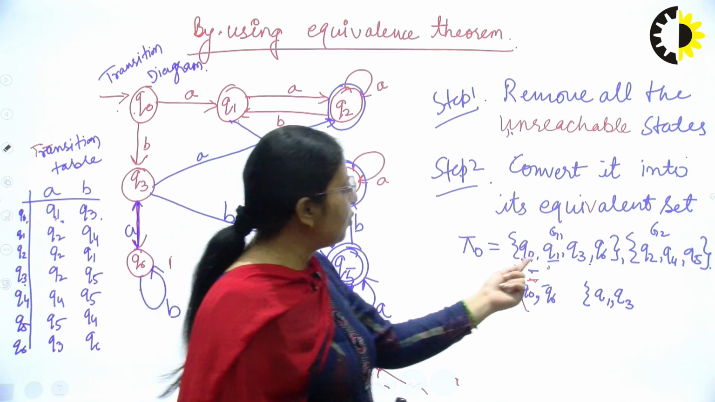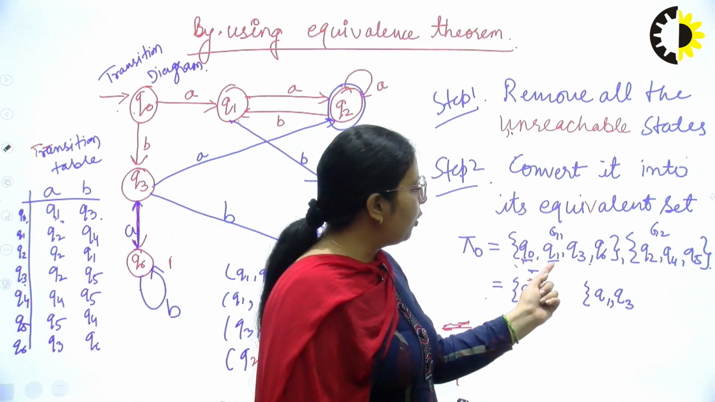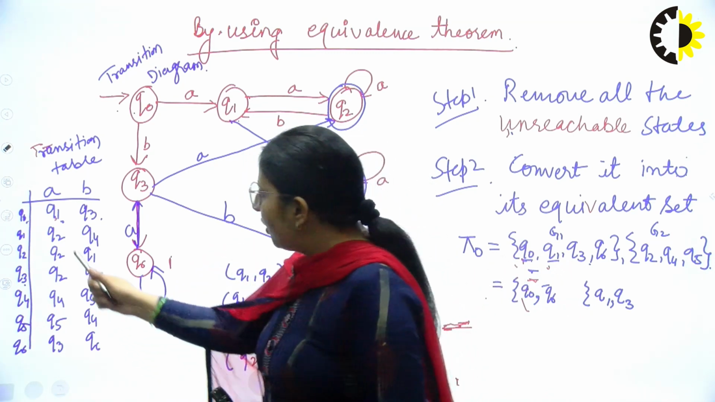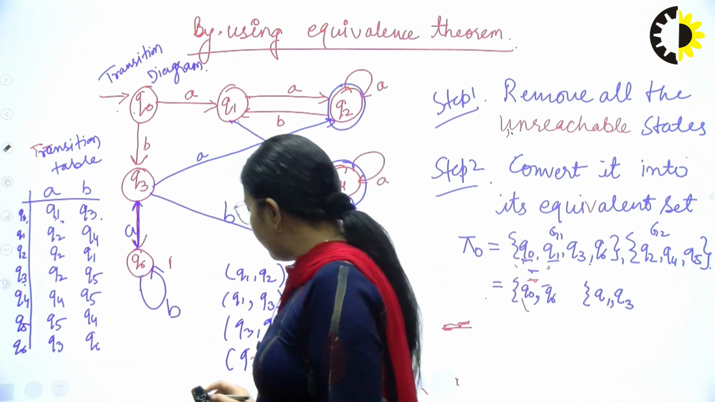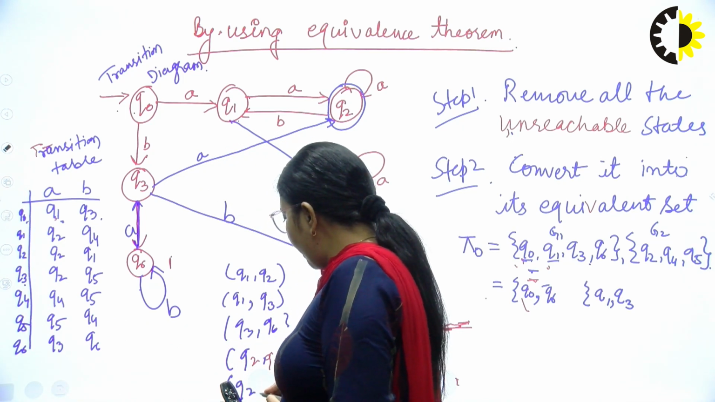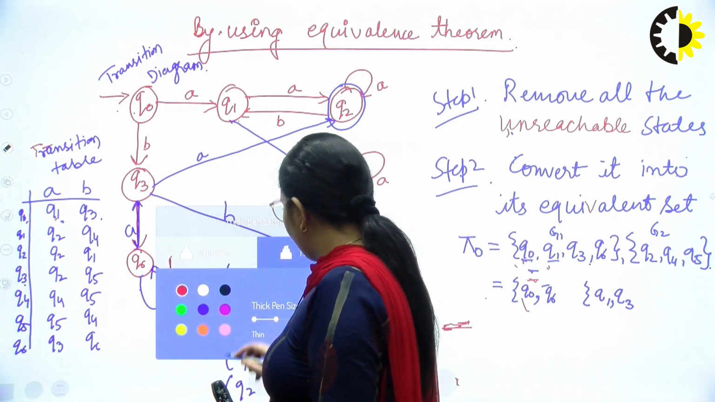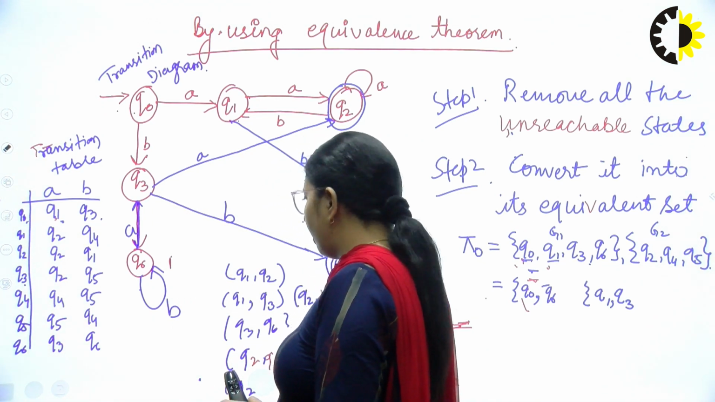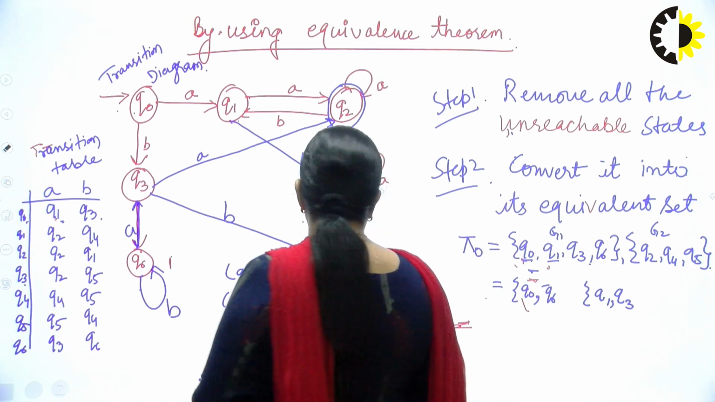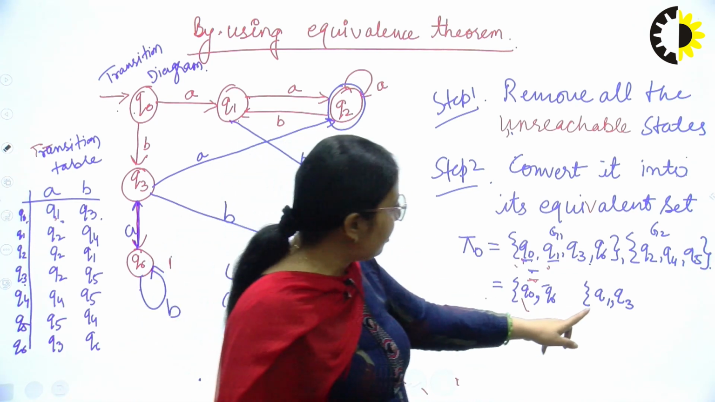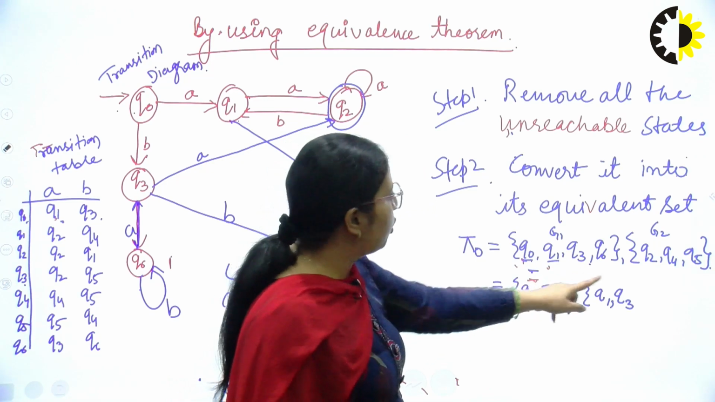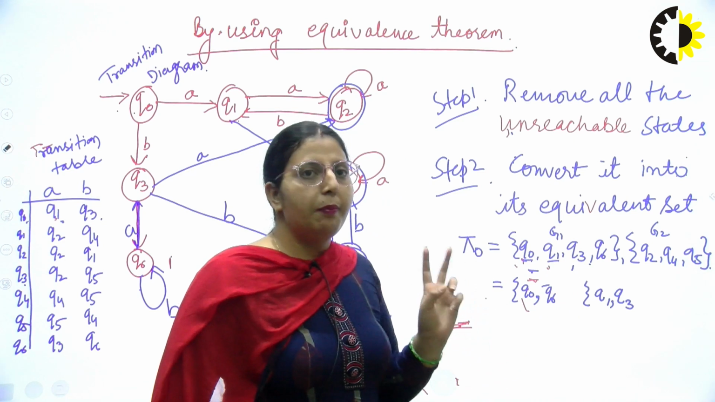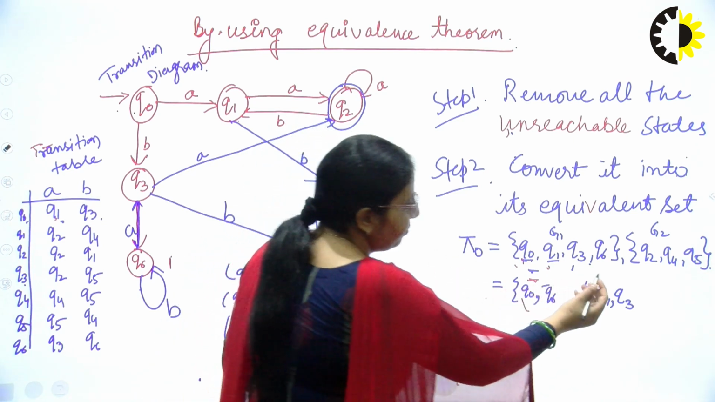Right. Now we have to check whether Q1 and Q6 lie in the same set. Q1 goes to Q2 and Q6 goes to Q3. Now let's check whether these two lie in the same set. Q2 is in G2 and Q1 is in G1. So we cannot make them a single set.